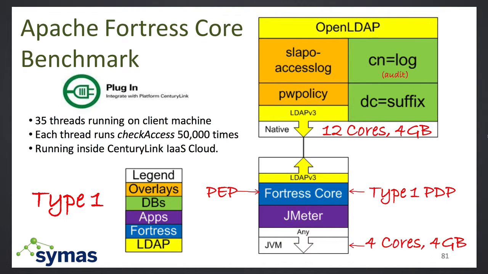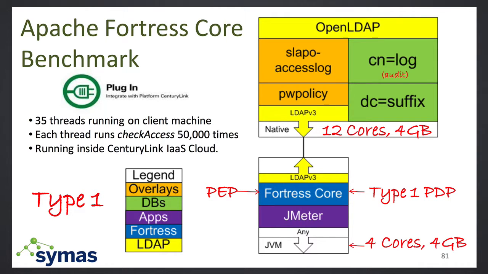So I'm going to do two tests. The first one is going to be the existing way that Apache Fortress works. This is a type 1 policy decision point. What that means is the policy decision point and the policy enforcement point are residing in the client. The server is just a database, and it's storing the audit and the policy there.